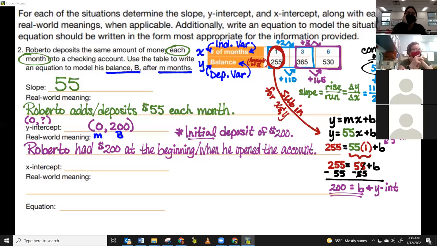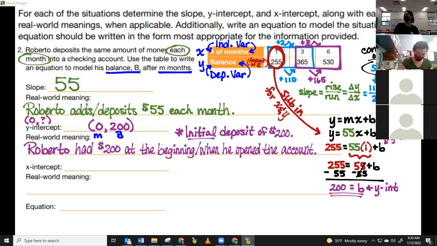All right, there's 2 more things that we need to fill in here. X-intercept and equation. Do I have enough information at this point that I can just write down one of those without having to find it? Okay. Which one can I write down? The x-intercept or the equation? Which one do I have enough information that we can just write it down?